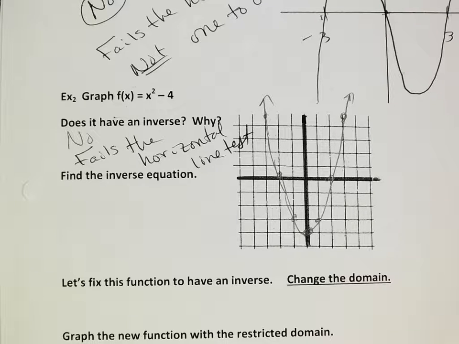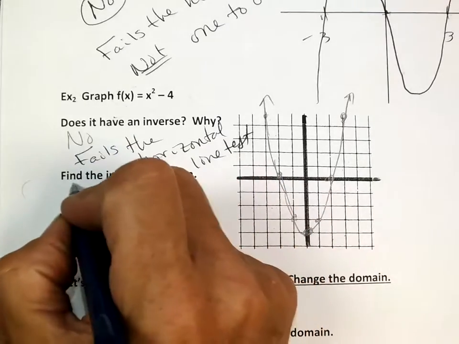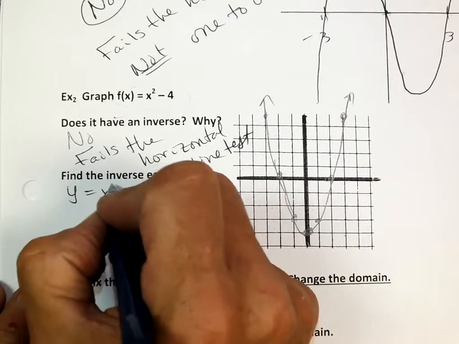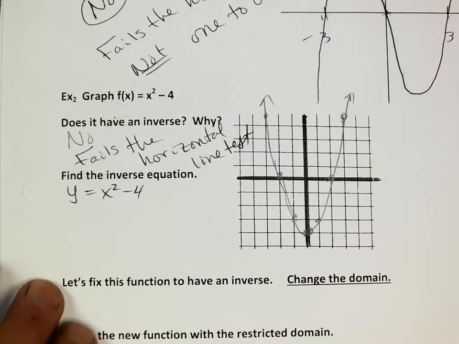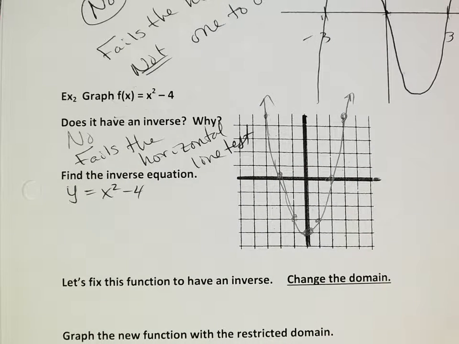So, find its inverse equation. Well, we haven't done this yet. We're going to do this now. To find its inverse equation, what we do is we switch x and y's. So this equation is really y equals x squared minus 4, because f of x and y are the same thing, right? So the original equation is y equals x squared minus 4.